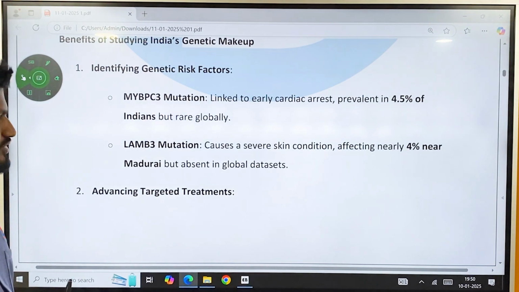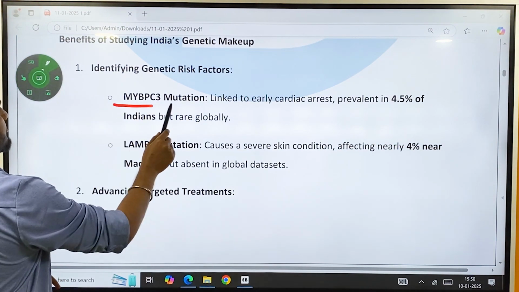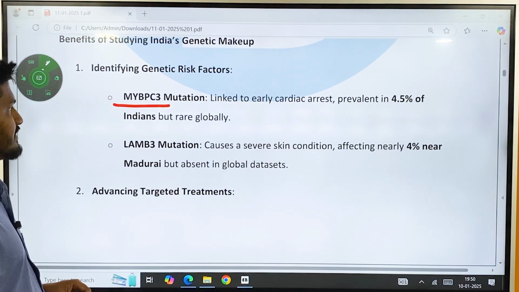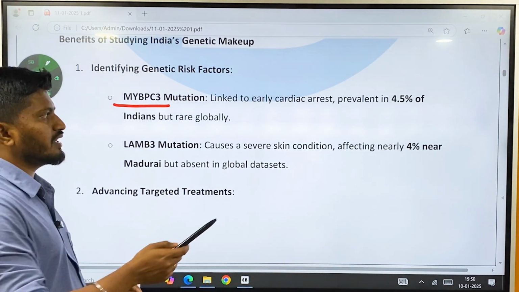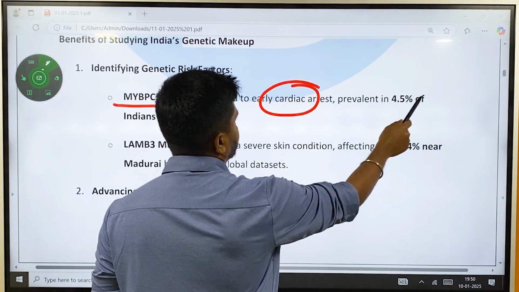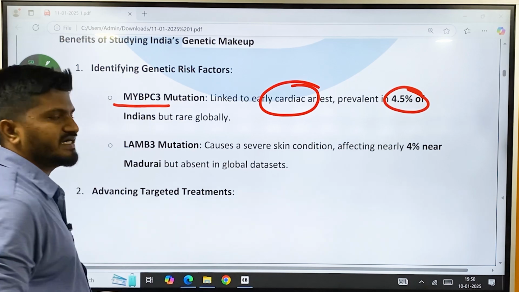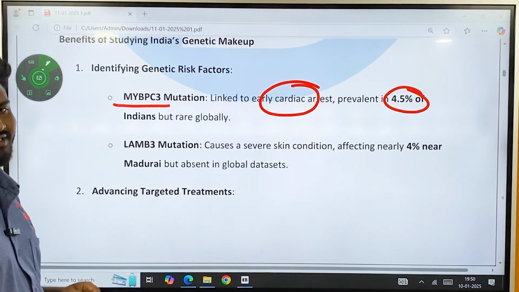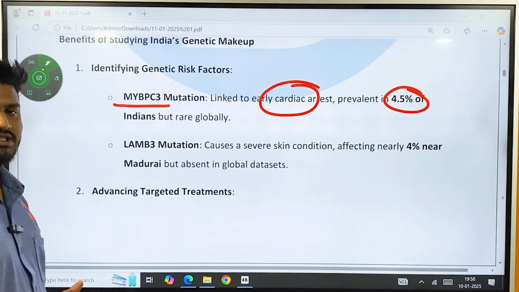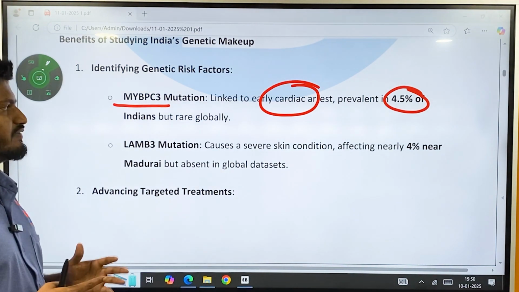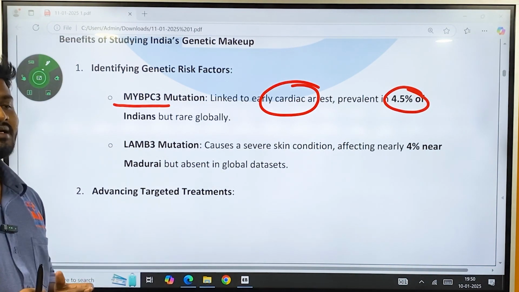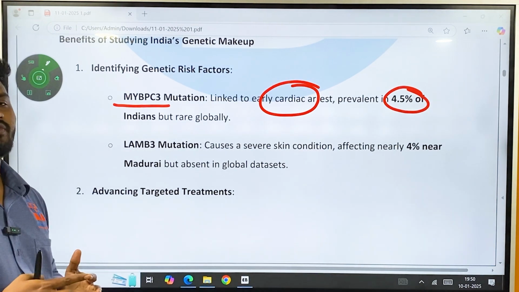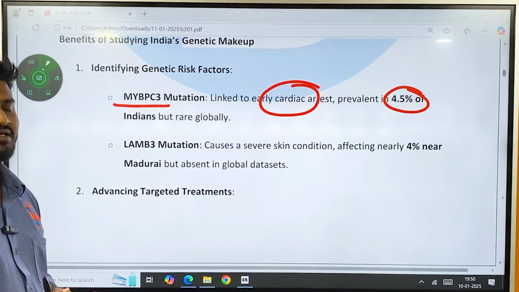For example, MYBPC3 is a mutation which is linked to early cardiac arrest, and it is prevalent in 4.5% of the Indians, but it is very rare globally. Once you identify the mutation among Indians, you can do the genetic counseling, and you can ask the individuals having MYBPC3 mutation to not mate with another person where there is a possibility of having an offspring who again possesses this mutation.